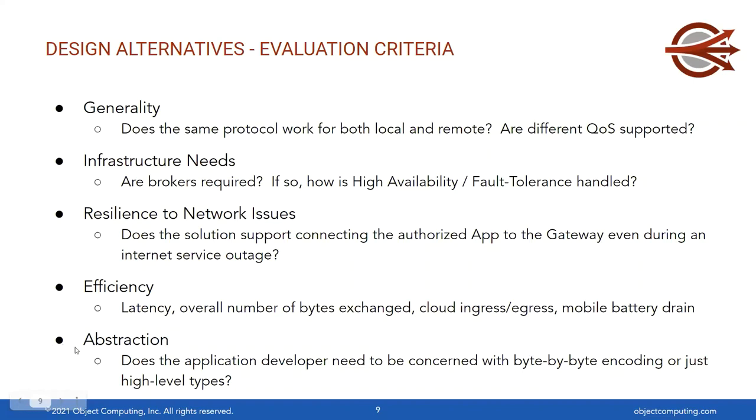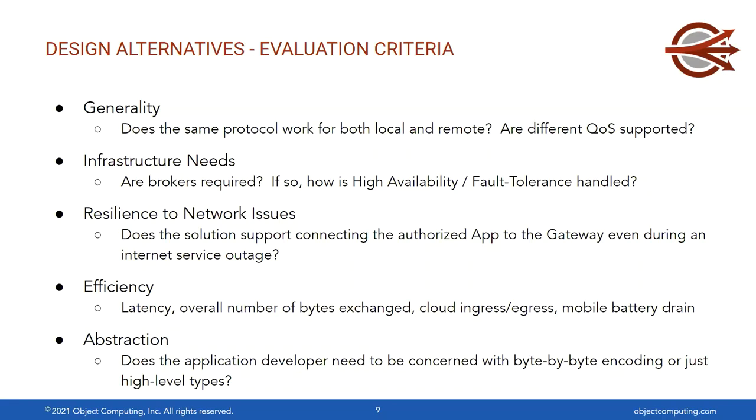And we also want to think about abstraction and the programming model. How does an application developer interact with the distributed systems middleware? Does the application developer need to be concerned with how each byte is encoded? Does the application developer need to be concerned about an XML or JSON or other string-based encoding? Or can the application just work with the higher level types that we're used to with object-oriented style programming?